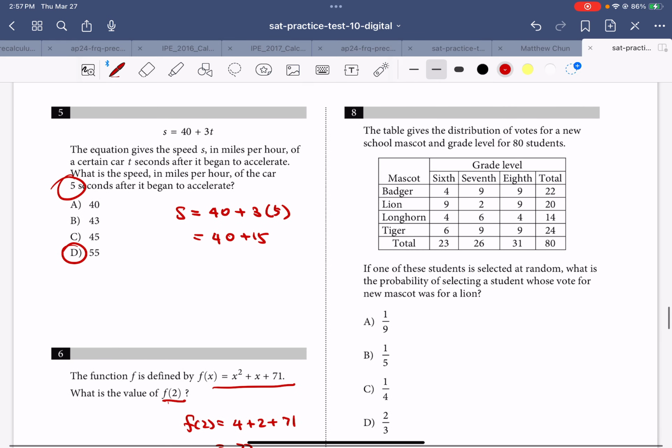Number 8, the table gives the distribution of the votes for a new school mascot by grade level for 80 students. So 80 is the total. One of the students is selected at random, and what is the probability of selecting a student whose vote for a new mascot was for lion? Lion is this. So simply 20, that's your favorable outcome, over the total outcome of 80. That's the probability. So 1 out of 4, C is the answer. Okay.